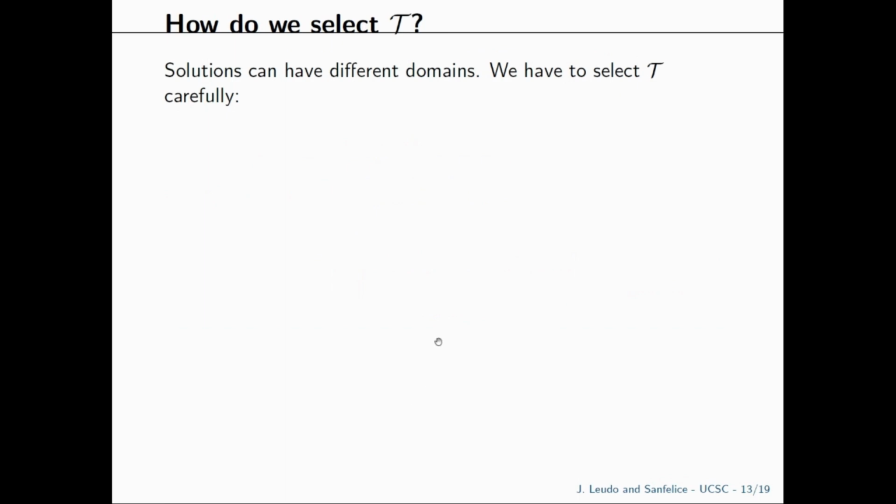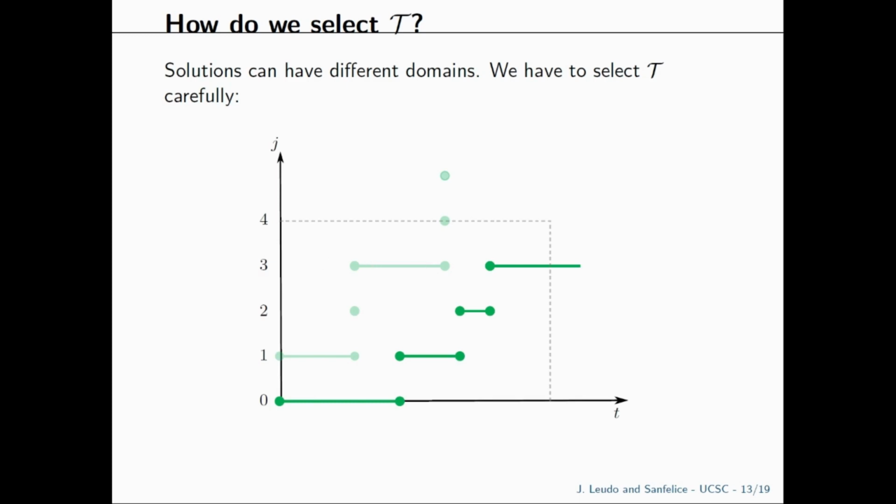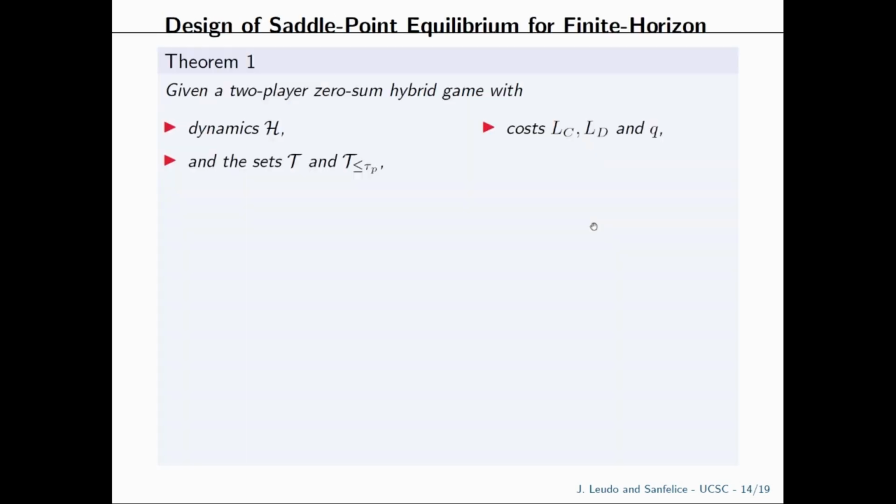But how do we select the set calligraphic T? Well, basically, we need to be really careful because, as I mentioned before, we need to allow solutions not to be completely restricted. And the way we do it is by defining a window of time that is denoted by this box. So any solution whose hybrid time reaches such a box will be accounted as having reached the set calligraphic T.